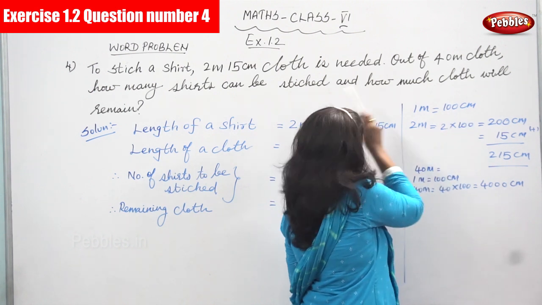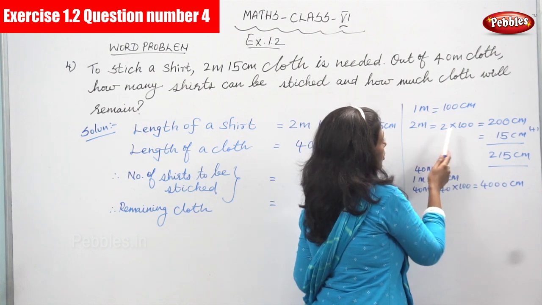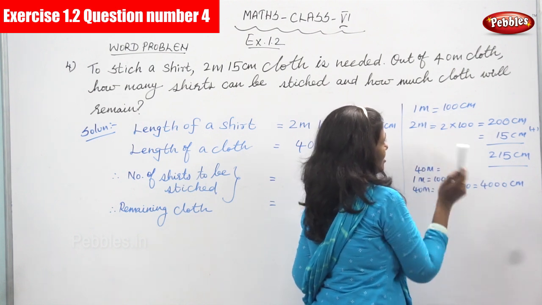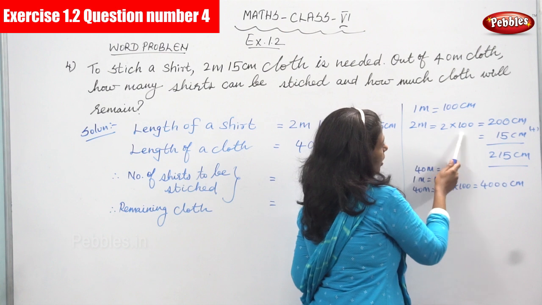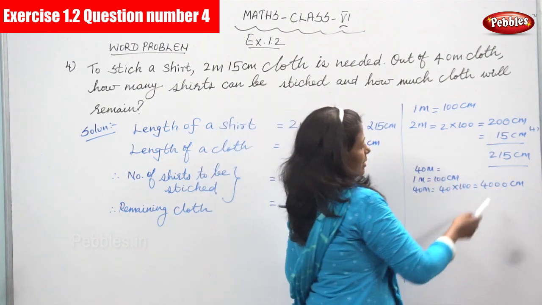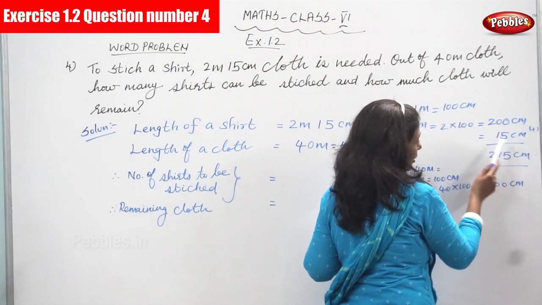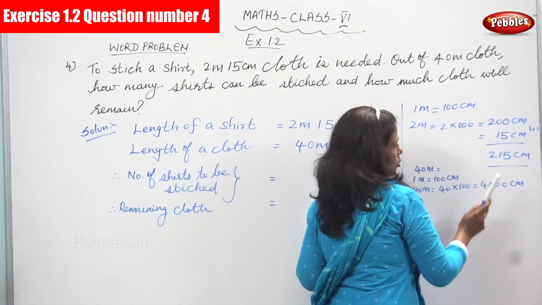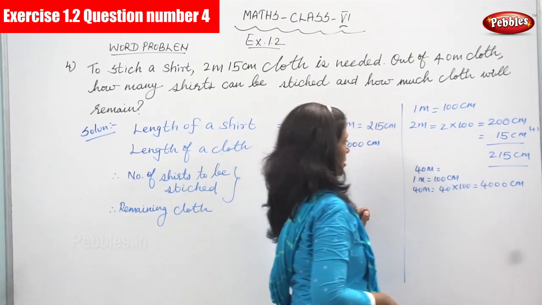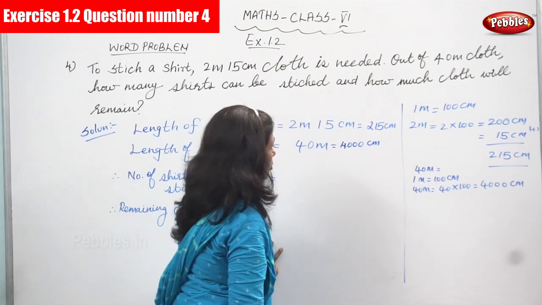You convert 2 meter into centimeter. 2 into 100, because 1 meter is equal to 100 centimeter, you get 200 centimeter. Already 15 is also in centimeter, so you have to add that. 200 centimeter plus 15 centimeter, if you add together, you will get 215 centimeter.